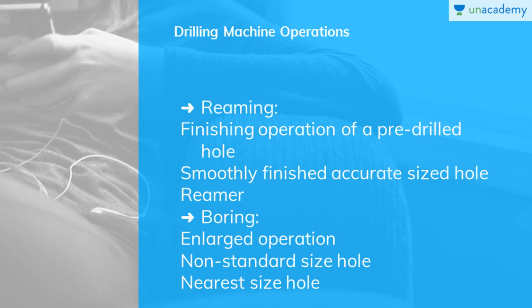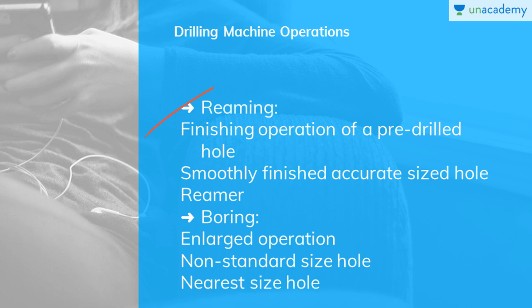So what are the various operations which are done on a drilling machine? First one is named reaming. Reaming is a finishing operation of a pre-drilled hole by the usage of a reamer which has multiple longitudinal straight flutes. To obtain a smoothly finished accurate size hole, a slightly undersized hole will be drilled first and then it is finished with the help of a reamer. In such case, the amount of material to be removed should not exceed 0.125 mm.